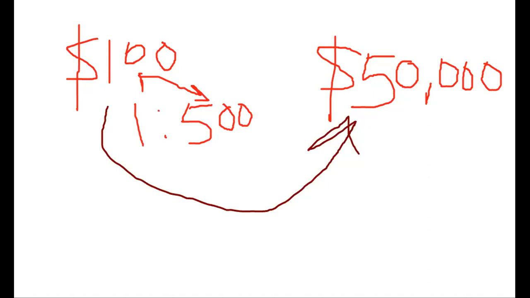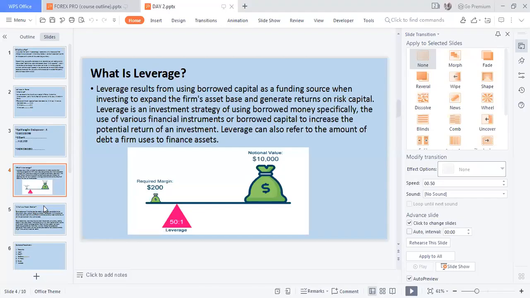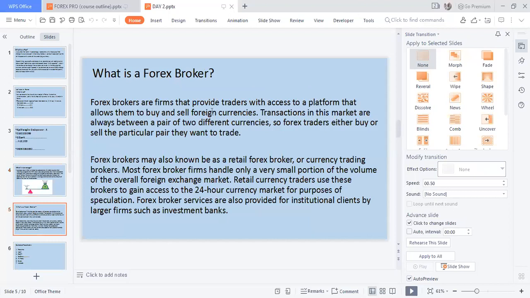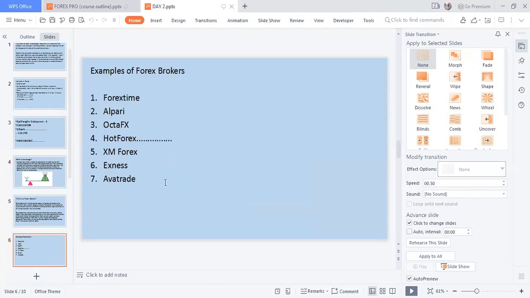So that is that. Let's go straight to brokers. Brokers are firms that provide traders with access to a platform that allows them to buy and sell foreign currencies. Transactions in the markets are always between a pair of two different currencies. Now, what am I trying to say? We have several types of brokers.